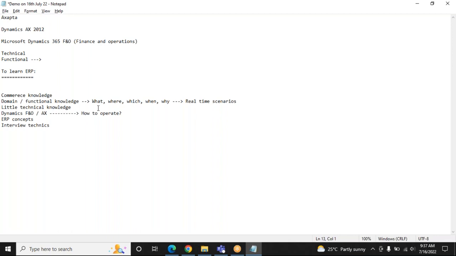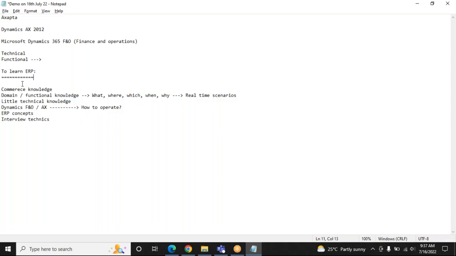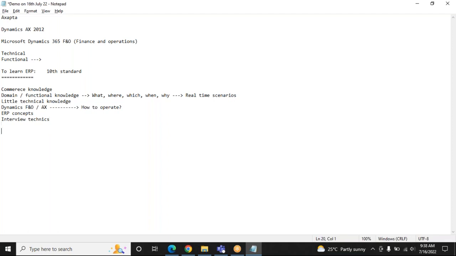To learn all these things, what is the qualification required? If you ask me to learn this application, what is the qualification required? For me, your 10th standard is enough. If you complete your 10th standard, that is enough for me. I can make you a functional consultant. But if you want to get a job, you need to have educational qualification.